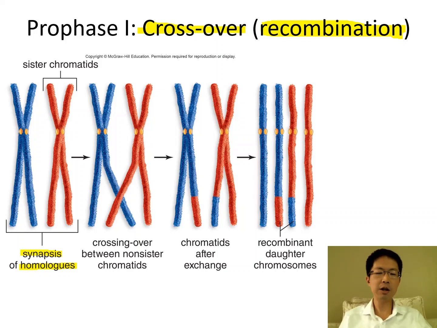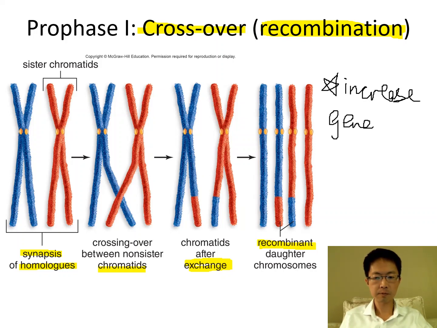They pair up in the center of the cell, and then the chromatids start to touch each other. When the chromatids rub and touch each other, the genetic material is exchanged. That's how we call it recombination: the exchanging of genetic material. So this crossover recombination occurs during prophase I. What's the significance of this? Remember this: it increases genetic diversity.